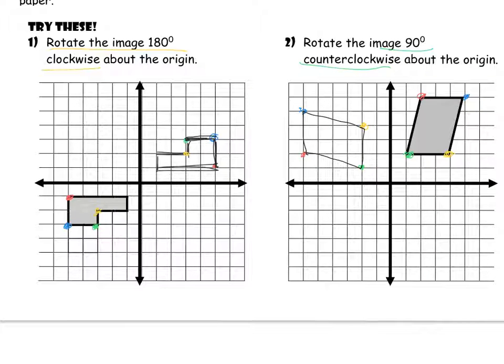And had they had letters, if this was A, B, C, D, okay, A would turn to A prime, B would turn to B prime, C is C prime, and D is D prime. And that's how you do a rotation 90 degrees counterclockwise. Your rotations for this unit will only either be 180 degrees or 90 degrees, either clockwise or counterclockwise.